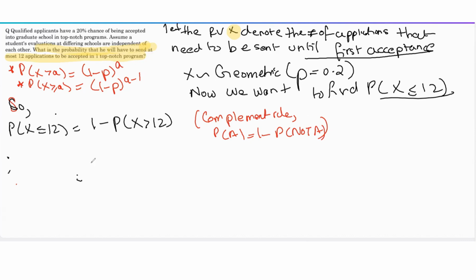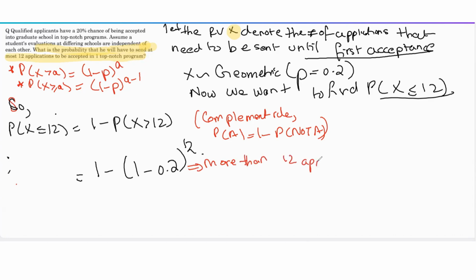Now, what we can do is, we know probability X is greater than 12. This is, you need more than 12 applications. Only the first 12 applications were a failure, right? So we know the probability of success is 0.2. So probability of failure is 1 minus 0.2. So it's (1 minus 0.2) power 12, right? So the idea is that more than 12 applications are needed.